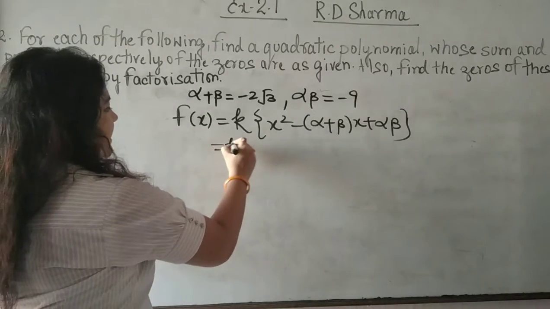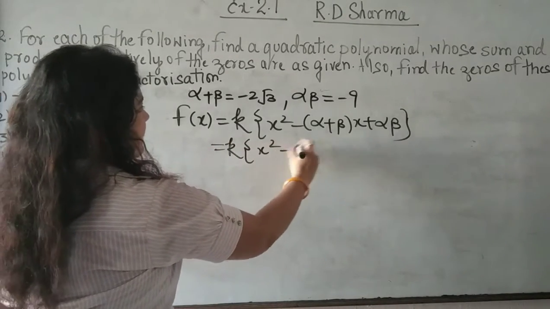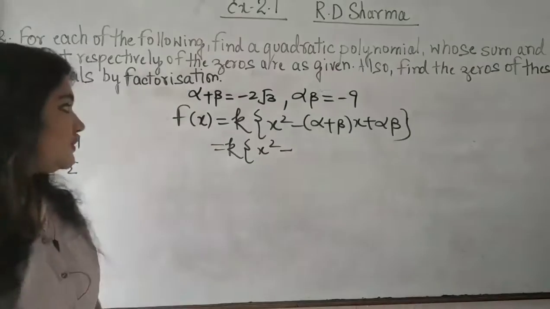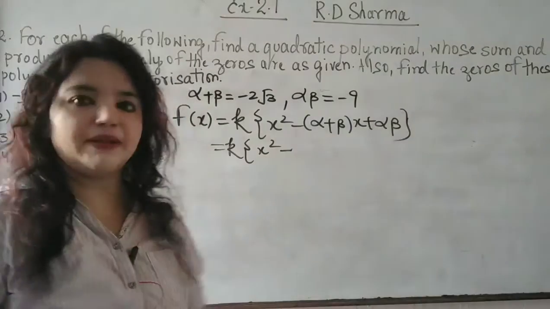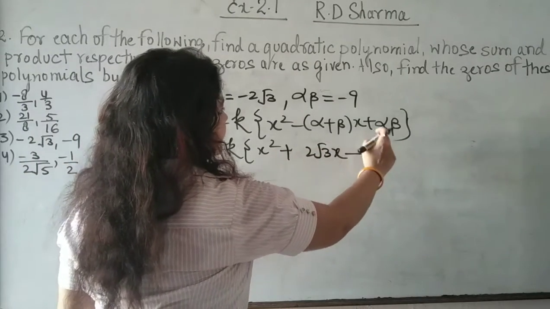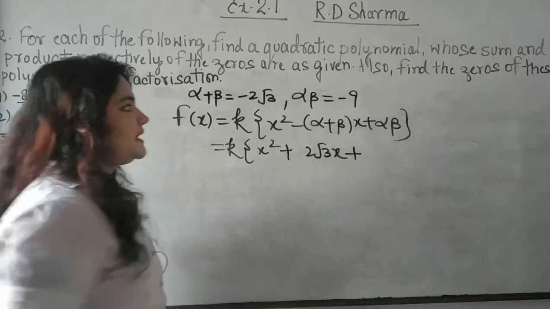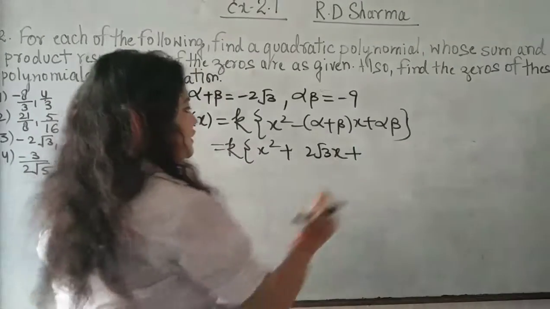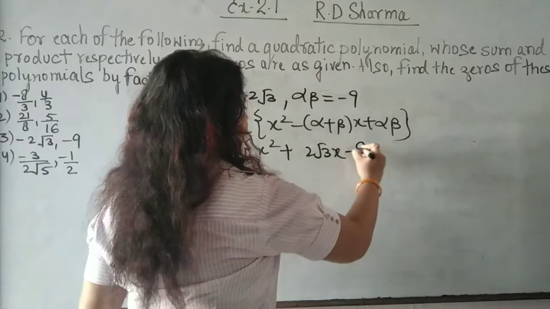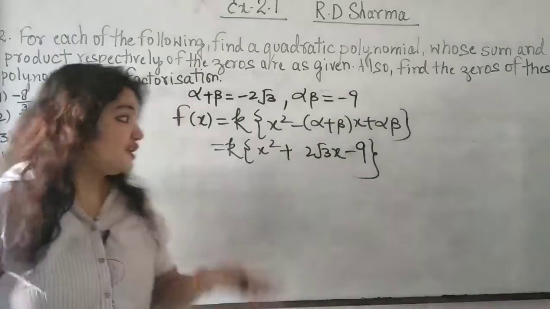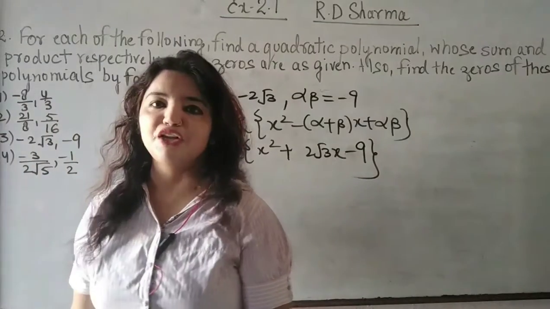We will just put in the values. x square minus (alpha plus beta) x. Alpha plus beta is minus 2 root 3, but we already have a minus, so minus minus will become plus. Plus 2 under root 3 x plus alpha into beta. Alpha into beta is minus 9. We have plus, and plus minus becomes minus, so here we will write minus 9. That's it. k is a real number, or we can say constant. So we have found out the polynomial.